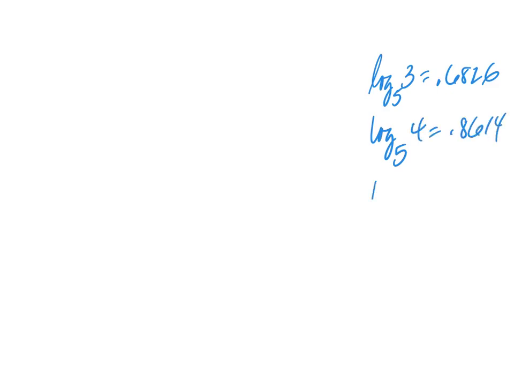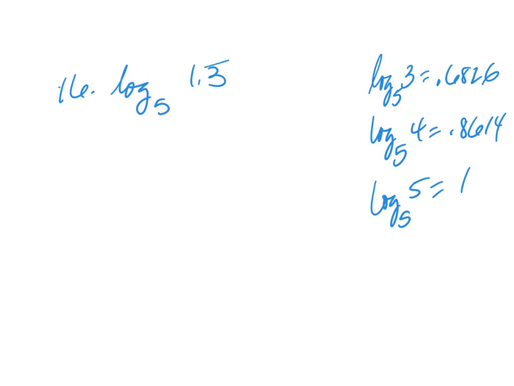Now I'm going to do something else. So the bottom part of your worksheet has log base 5 of 3 equals 0.6826. Log base 5 of 4 equals 0.8614. And then we're going to add log base 5 of 5 equals 1. And we have number 16, which is log base 5 of 1.3 repeating. We're doing number 16. So we're going to convert that decimal to a fraction, and we get 4/3, correct? Yes.